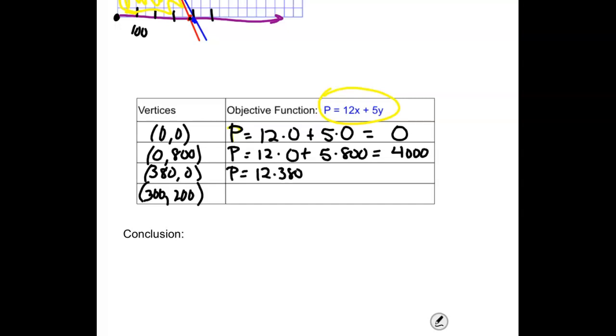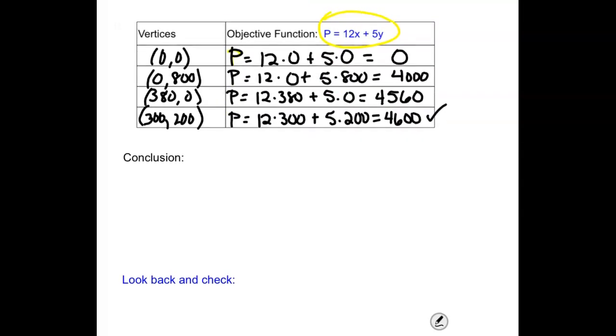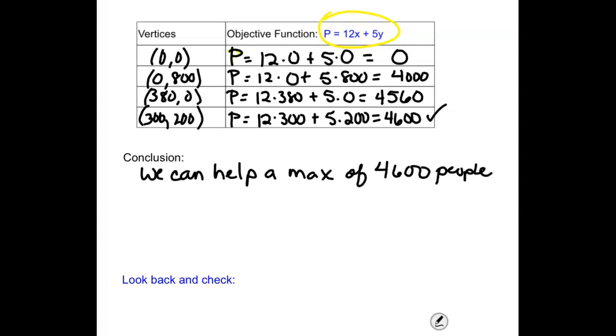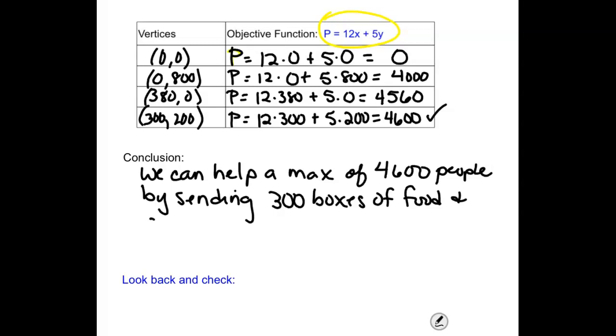If we take 380 boxes of food and no boxes of clothing, we can help 4,560 people. And if we take 300 boxes of food and 200 boxes of clothing, we can help 4,600 people. So since we're trying to maximize the number of people we can help, this seems like our best option. So our conclusion would be we can help a maximum of 4,600 people by sending 300 boxes of food and 200 boxes of clothing.